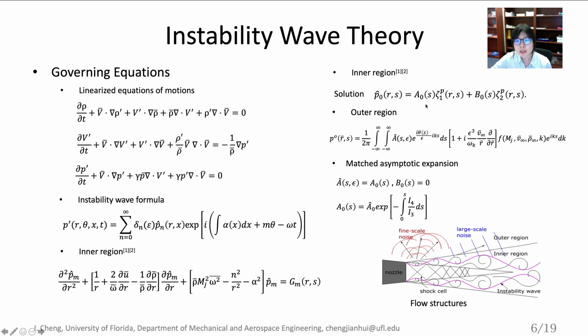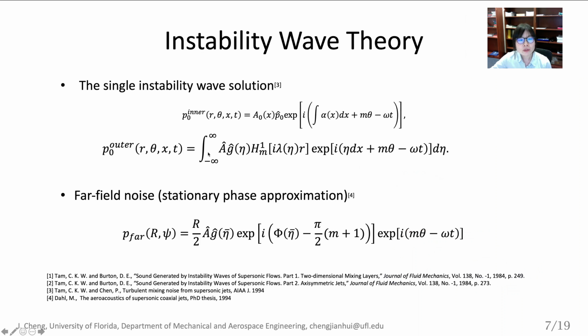Then this solution can be expressed as the combination of two linear functions with two unknown amplitude functions. In the outer region, we can still simplify the governing equation with the Fourier transform method and the mean flow field. Then the solution can be expressed in an integral form with an unknown amplitude. Then we apply the matched asymptotic expansion method to find the relation for these three amplitude functions with these three equations.